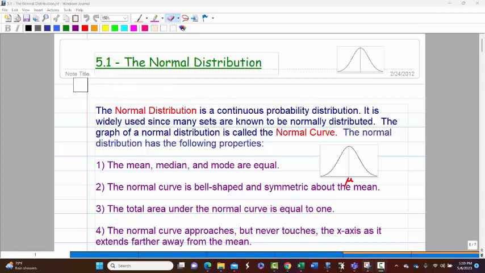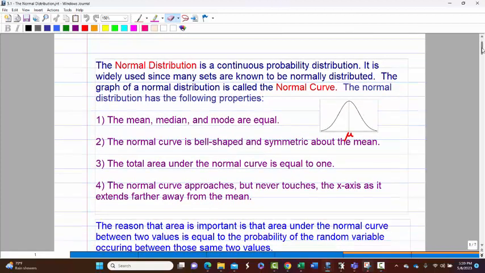Hello, this video is entitled The Normal Distribution from the Larson book, section 5.1. Now, the normal distribution is a continuous probability distribution. We've already discussed discrete and specifically the binomial distribution, which is the most popular discrete distribution. Well, this is the most popular continuous probability distribution.